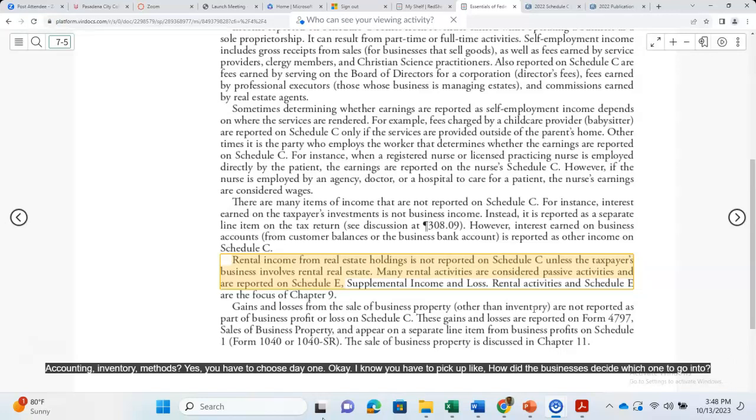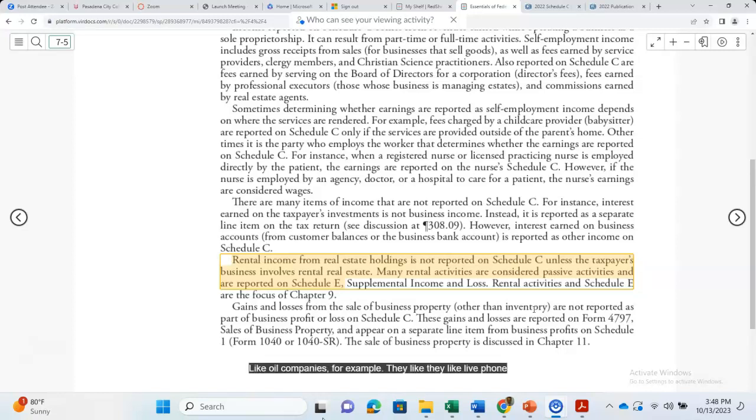It's not like clothing manufacturers tend to do average. It's just 100% optional. Like oil companies, for example, they like LIFO. But most businesses in general use FIFO. Why? Because they say, just like water that comes in a river, first comes, first goes out.